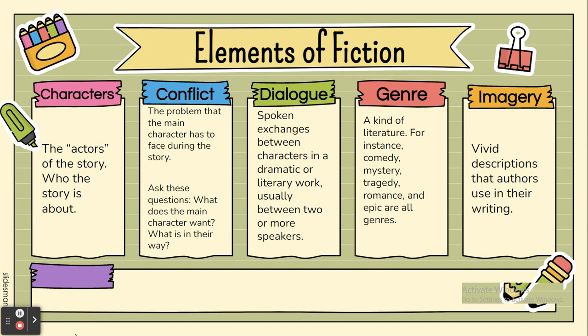Characters are the actors of the story. This is who the story is about. Examples of characters are Harry Potter, Katniss Everdeen, the people who are in the story. Doesn't have to be the main character either. Sometimes there are side characters, mentor characters who are designed to help the main character along, and of course the antagonist or the villain.